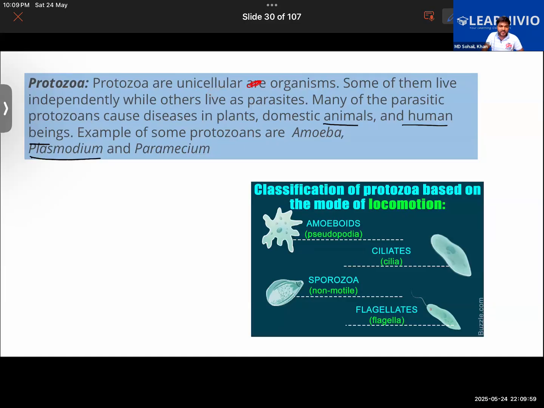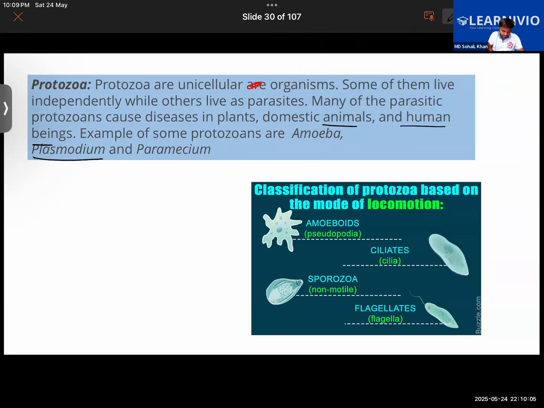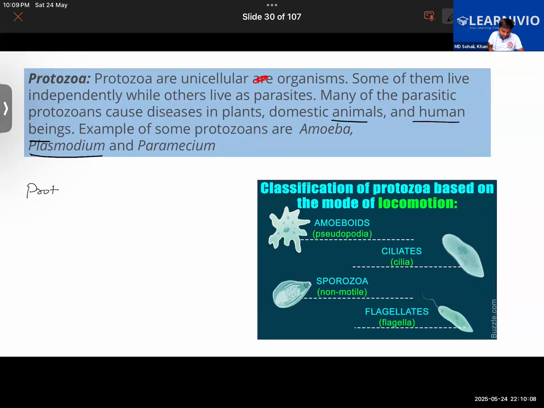And they are animal like or plant like? Plant like. What about you? Aman, are they animal like or are they plant like? Sir, I don't know, sir.